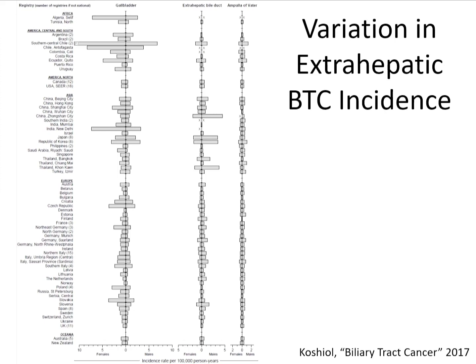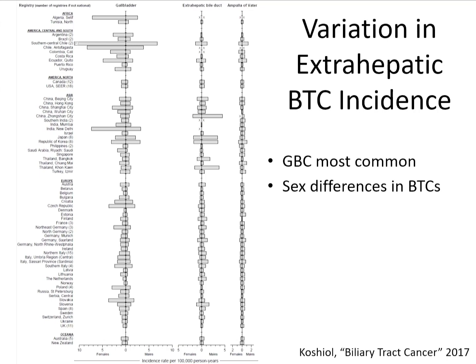And for each cancer site, you can see the incidence rates for women on the left and for men on the right. So what I want you to note is first that gallbladder cancer is the most common of these biliary tract cancers, focusing on extrahepatic biliary tract cancers, and also that there are sex differences in these cancers. Gallbladder cancer is somewhat unusual in that it's more common in women than in men, and you can see that by the bars on the left being longer than the bars on the right. Whereas extrahepatic bile duct cancer and ampulla of Vater cancer show the more typical pattern where they're more common in men than in women.